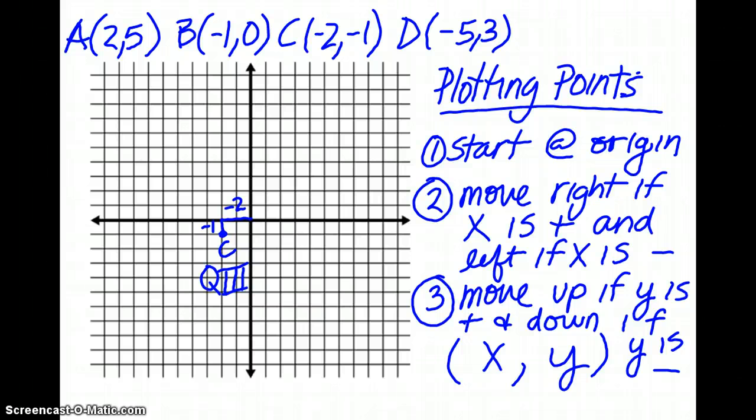And then finally point D. So once again, starting with the origin, moving to the left 5, 1, 2, 3, 4, 5, because 5 is negative, and then up 3, because the 3 is positive. So negative 5, up 3 lands me right here at point D, and point D is in quadrant 2.